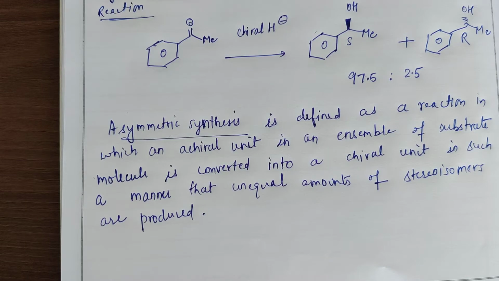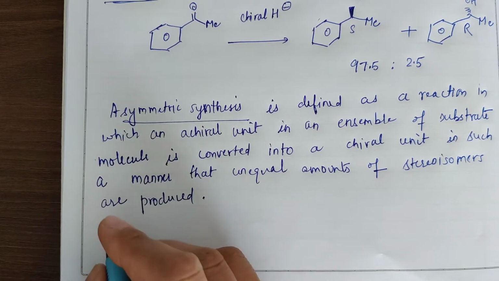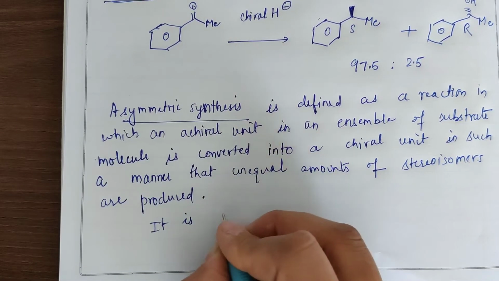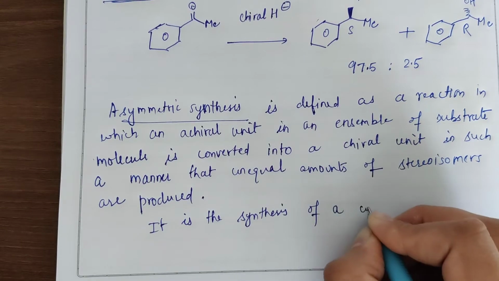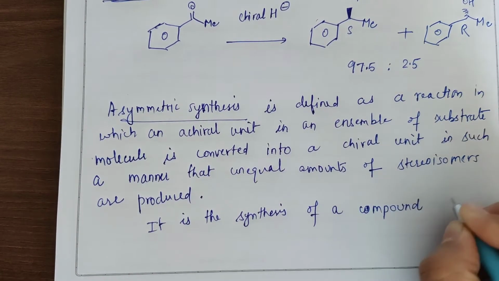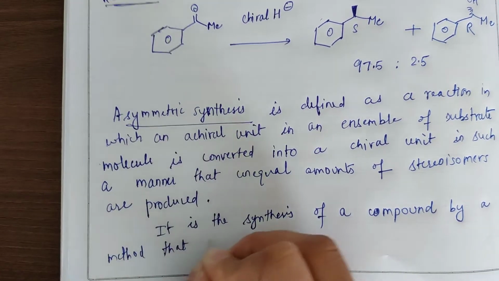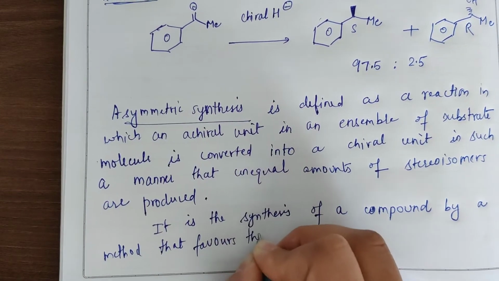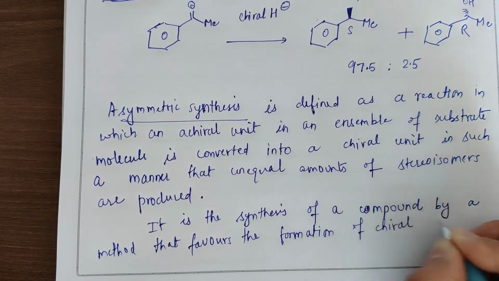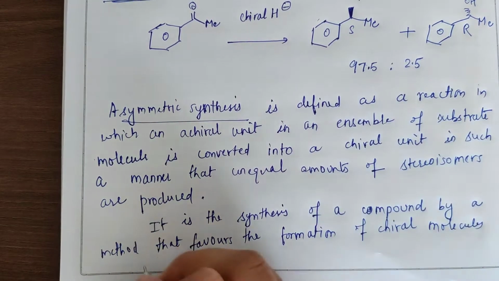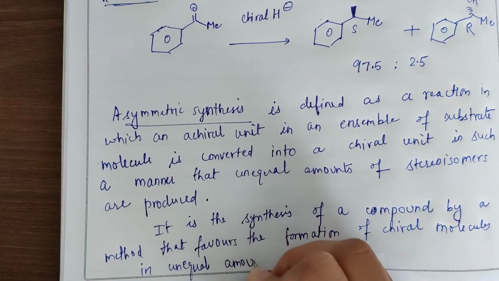Okay, so this will be the definition, and if you write it in simplified form, we can say it is the synthesis of a compound by a method that favors the formation of chiral molecules in unequal amounts. Okay.